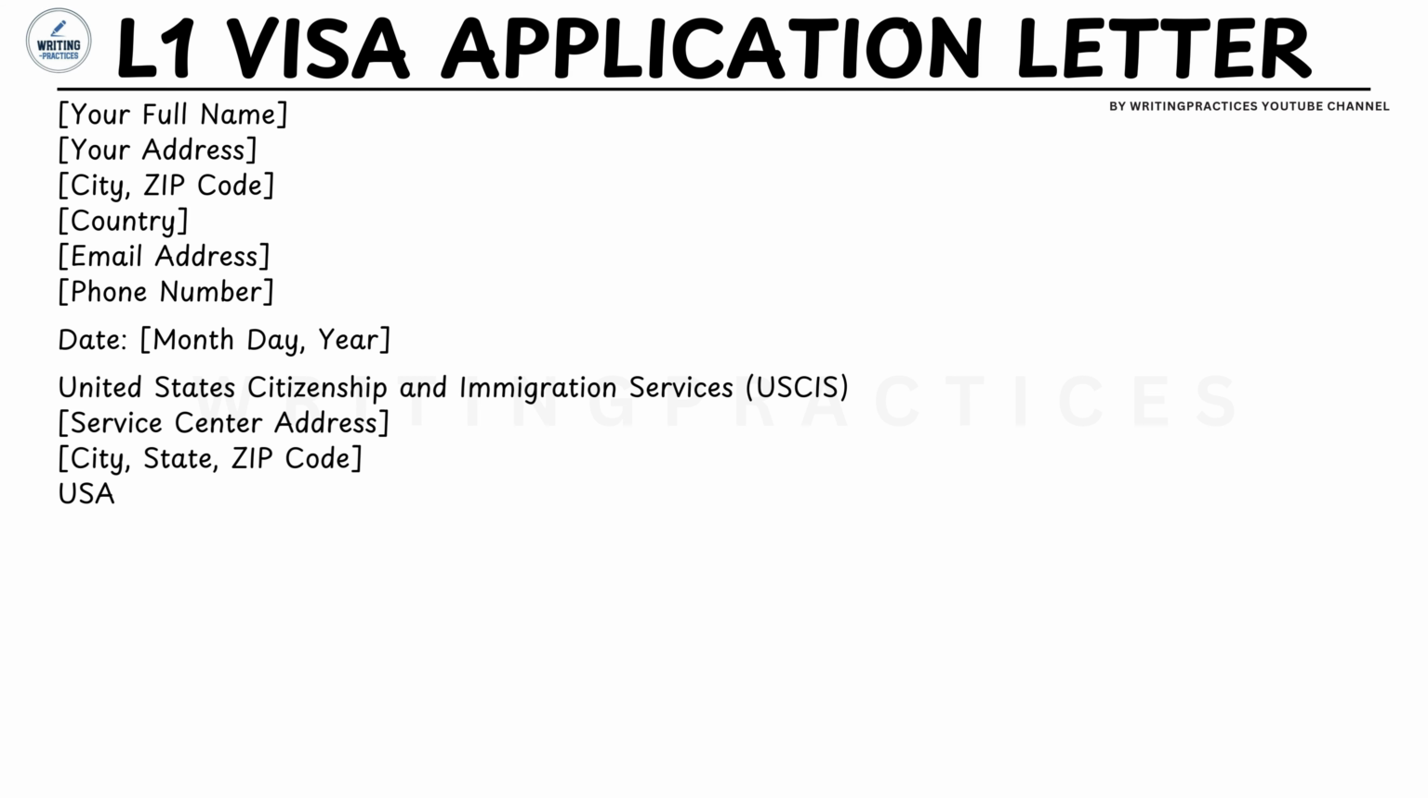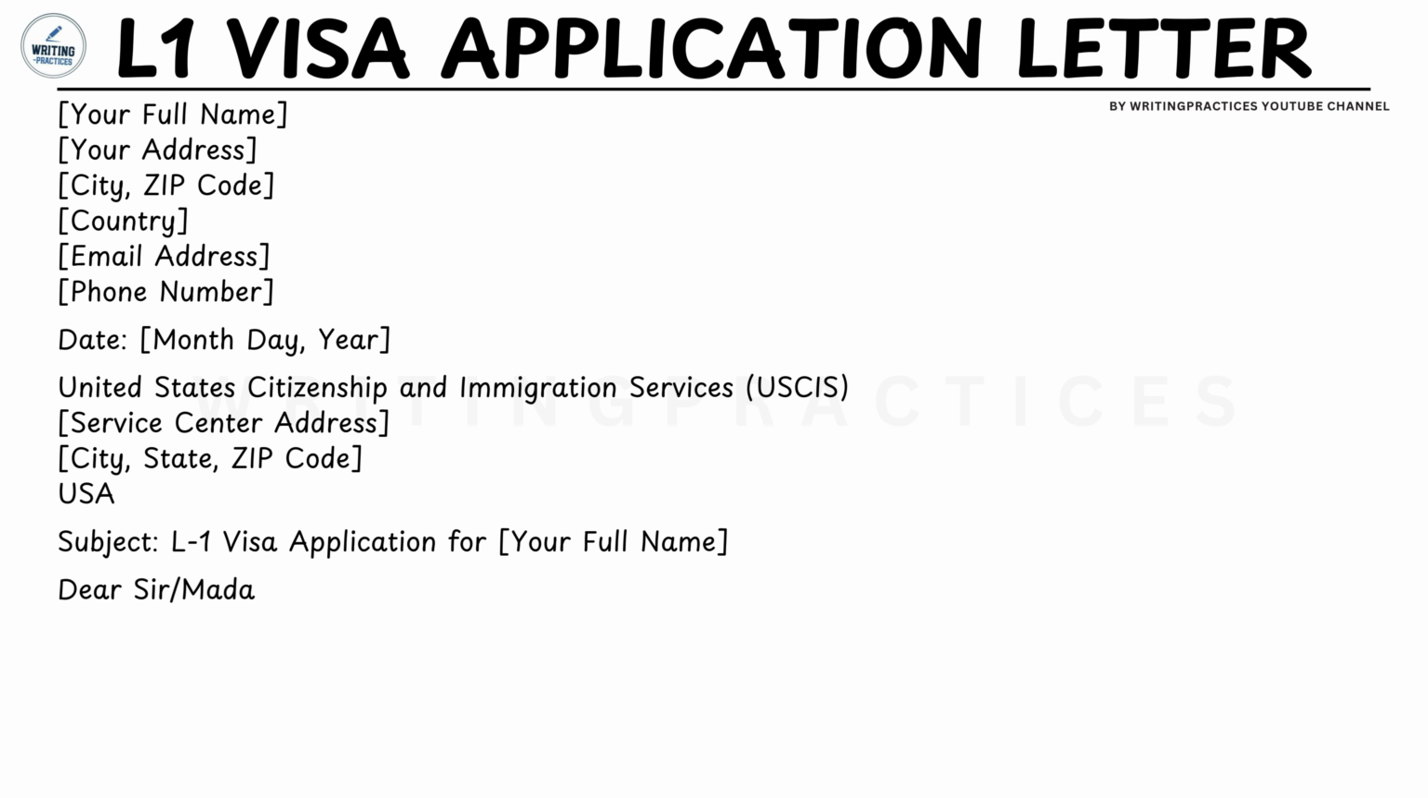Subject line, clearly stating the purpose of the letter. Your subject line should be straightforward and professional. This helps USCIS officers quickly identify your case. Your subject should be L-1 visa application for John Doe. This ensures that your application is properly categorized and linked to your petition. Salutation, a respectful greeting. Since this letter is being submitted to an official agency, the greeting should be formal. Use Dear Sir or Madam. This keeps the tone professional while addressing any officer handling your case.